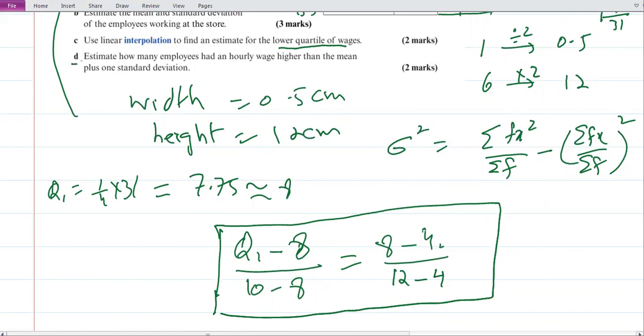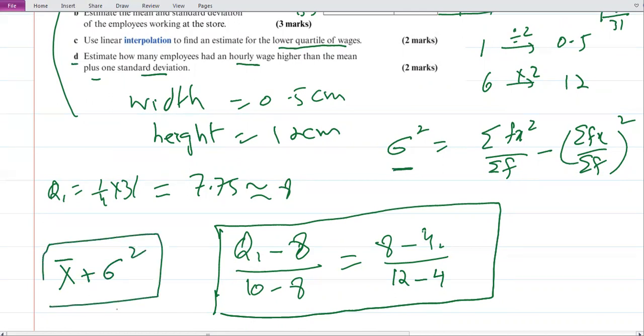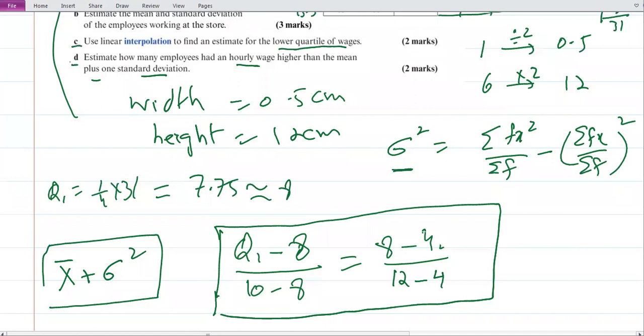And then part D is estimate how many employees had an hourly wage higher than mean plus 1 standard deviation. You will take mean plus 1 standard deviation. Your standard deviation, whatever you find here, you will add them and get the result. After getting the result, you will find whatever that class will be. Now, what you have to do, please practice at least till part C. Part D in the next class I will do.